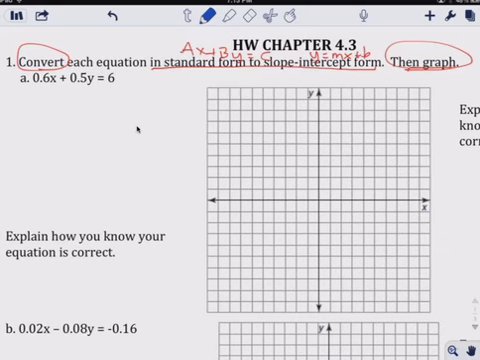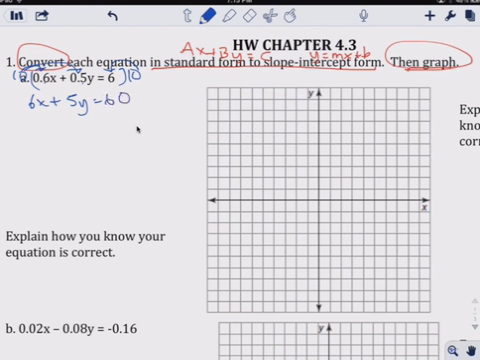So we need to get rid of the decimal. These are in the tenths place, so multiply it all by 10. Times this by 10, times that by 10, times that by 10. So that gives you 6x plus 5y equals 60.